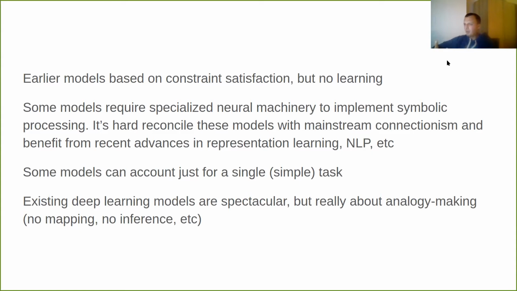But as cognitive models, they're not really good. They really don't tell us much about analogy making. The goal of cognitive modeling is not just to account for certain performance, but to explain. And these models don't really explain anything. For example, these deep learning models have no mapping in them, no analogical mapping. No way to do inference, to do transfer.